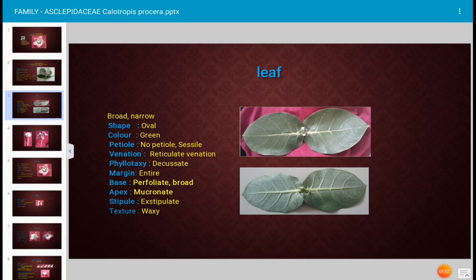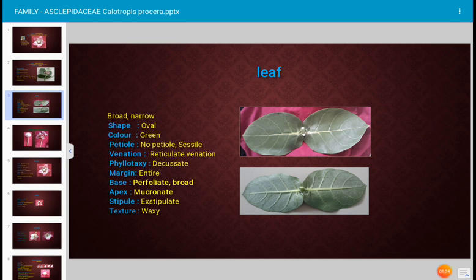The shape of the leaf is oval, and the leaf is broad and green in color. There is no stalk to the leaf. Leaf stalk is absent, that means petiole is absent. If the petiole is absent, then in taxonomic language it is described as a sessile leaf. The leaf is directly attached to the stem or branch.